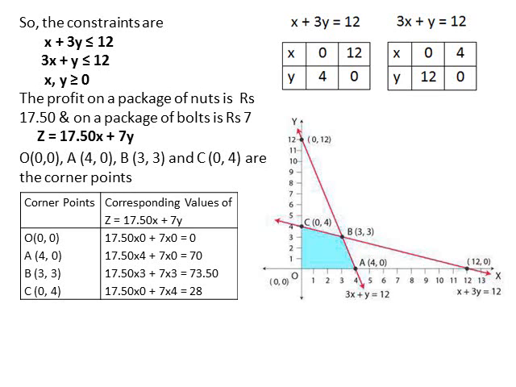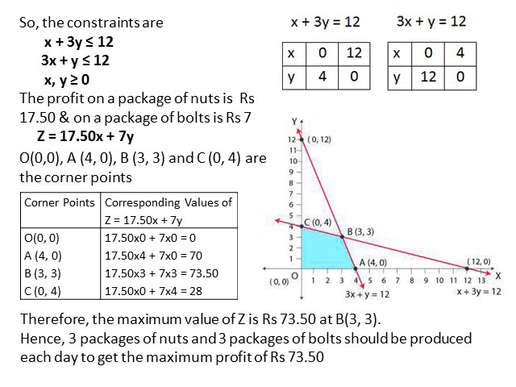Now, find the value of z at each corner point. At the point O, value of z is 0. At the point A, value of z is 70. At the point B, value of z is 73.50. And at the point C, value of z is 28.